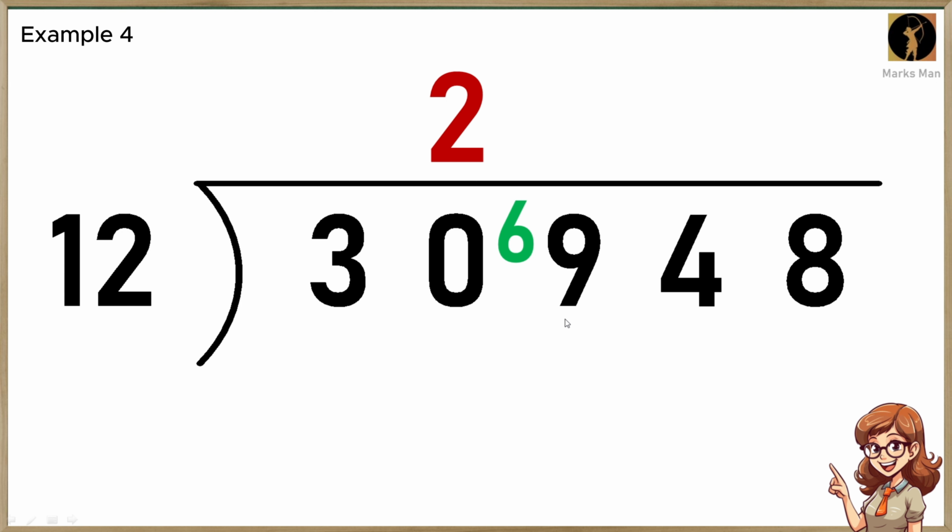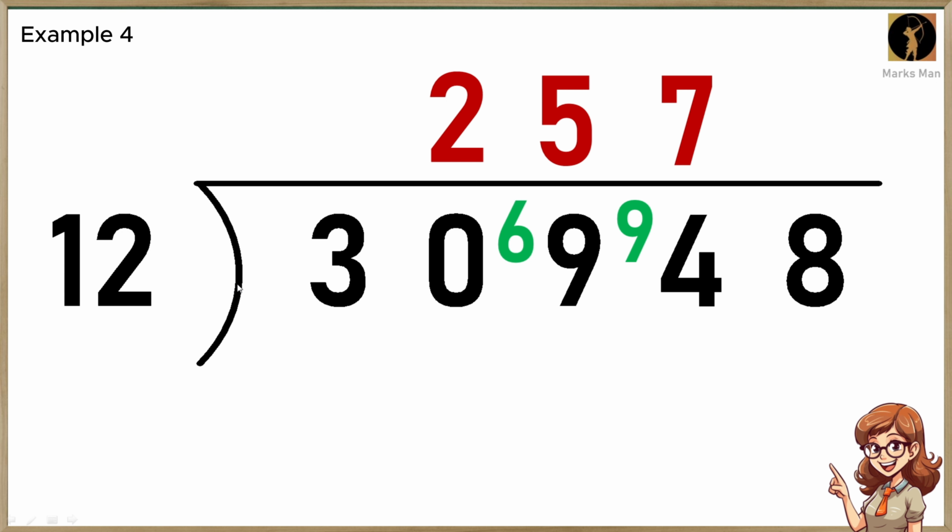Now, this 9 becomes 69. And 69 divided by 12, that is 5. Since there are 5 12's in 69. And 5 times 12, that is 60. And if you subtract that from 69, the answer is 9. So, you need to write 9 on the left of number 4. Now, 4 becomes 94. And 94 divided by 12, that is 7.